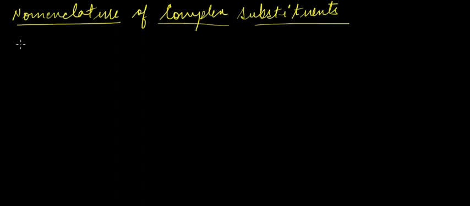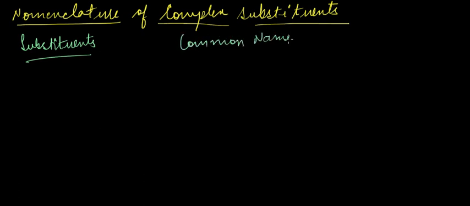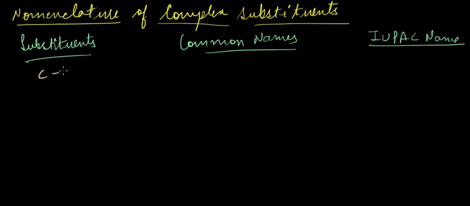So, given a list of substituents, I am calling out their common names and their IUPAC names. Okay, let's suppose we have a substituent like this, wherein this is the principal chain. So this is the substituent I was talking about.